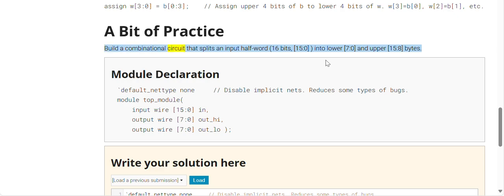Build a combinational circuit that splits an input half-word, 16 bits, [15:0], into lower, [7:0], and upper, [15:8], bytes.